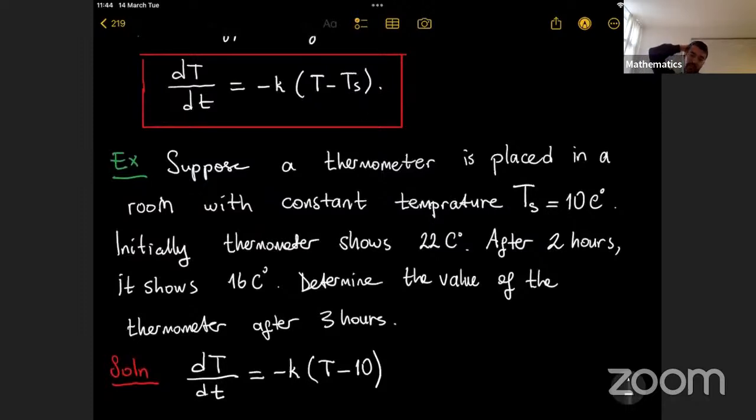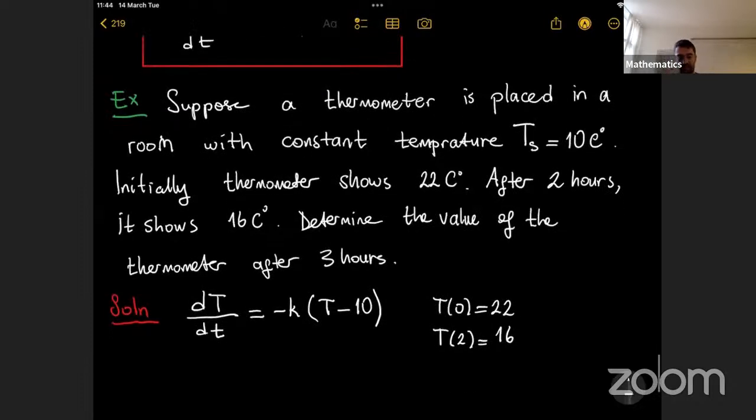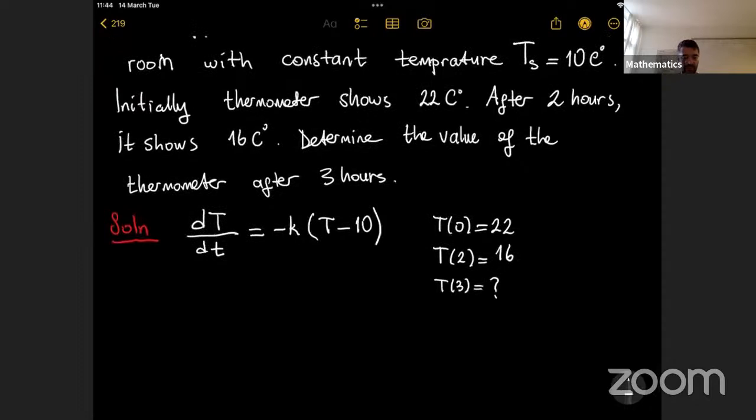Well, it's a first order differential equation. There is one initial value, and another one is given as well. We will use two initial values to find two constants. Basically, one is k, the other will come from the solution. So T(0) is 22, and T(2), after 2 hours, is 16. And the question is, what is T(3), right? So let's solve this initial value problem. It's a separable equation. You can write it by taking all the capital T's on the left-hand side: dT over (T minus 10), and integrate on the right-hand side, minus k dt, okay?